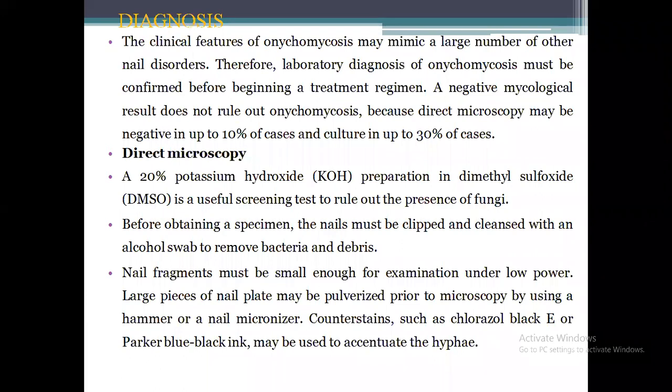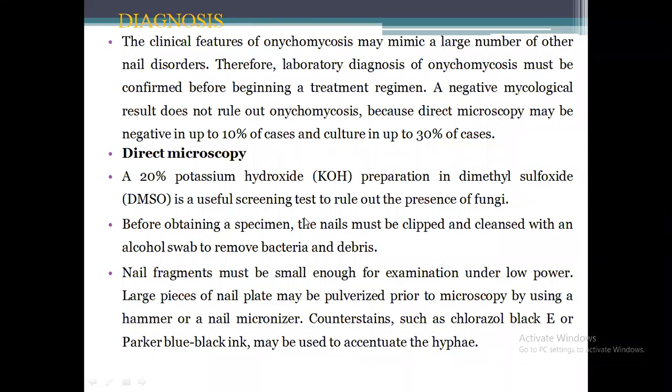Coming to diagnosis, there are different methods for the diagnosis of onychomycosis, and some of them are not that precise. Direct microscopy can be negative in up to 10% of the cases, and culture can be negative in up to 30% of the cases.